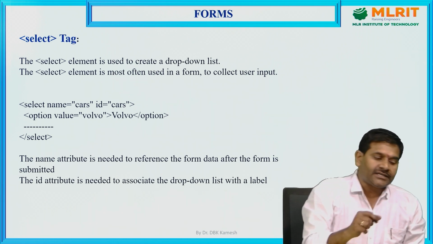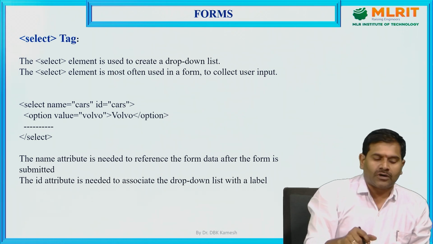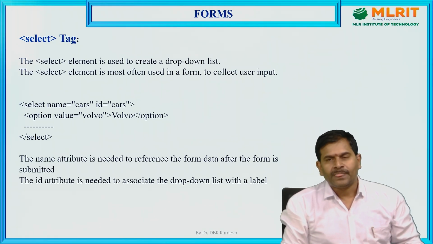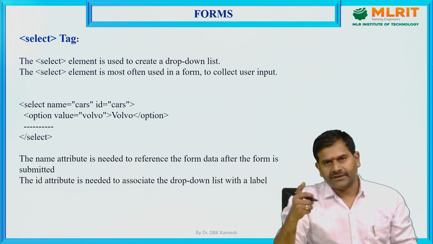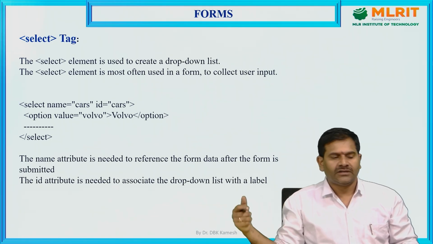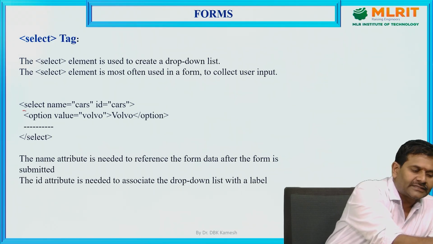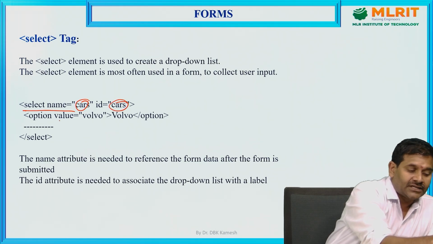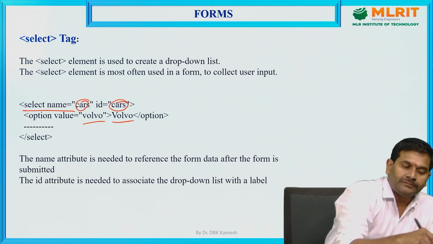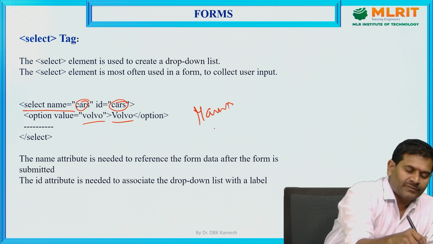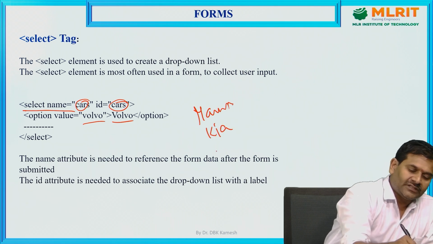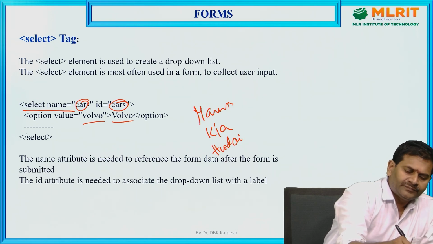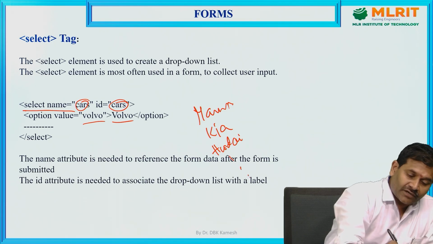The select tag is used to create a drop down list box, right? For example, for the number of degrees, say BTech, first SSC, intermediate, BTech, MTech, PhD, etc. All of these we require, and that tag is called the select tag. Name equals cars, ID equals cars here. So option value Volvo, so Volvo, Maruti, next Kia, right? Then Hyundai, then many more are available, right?